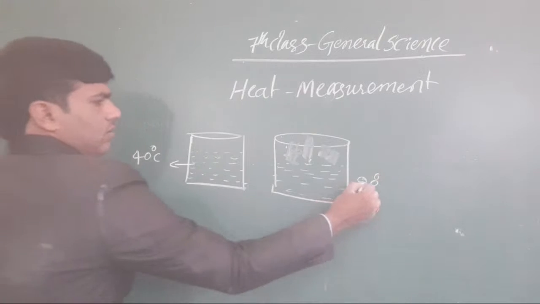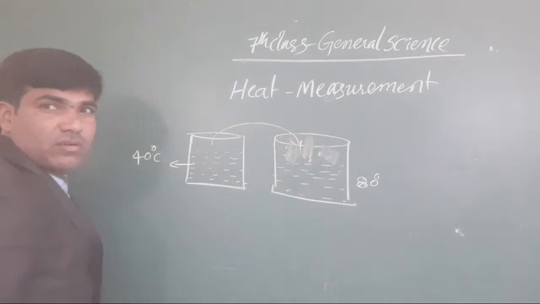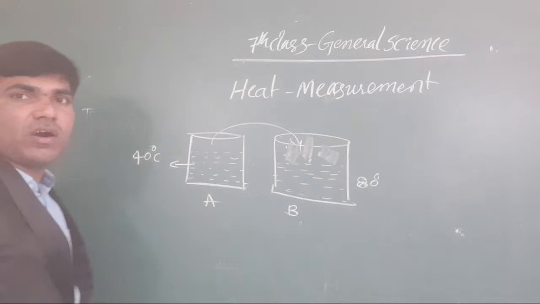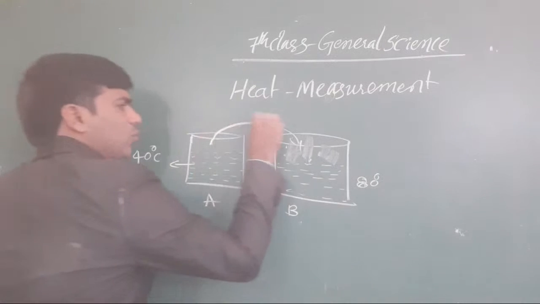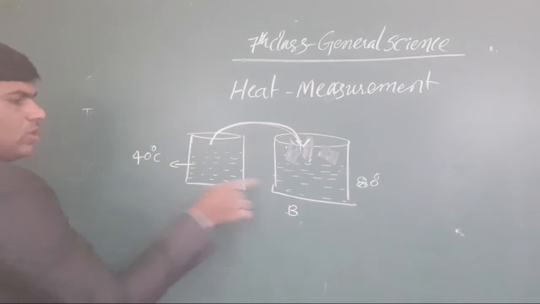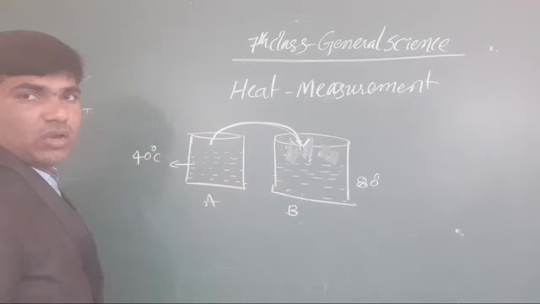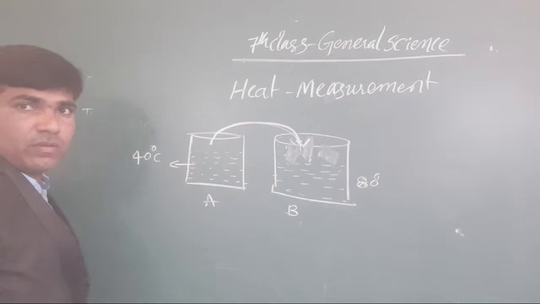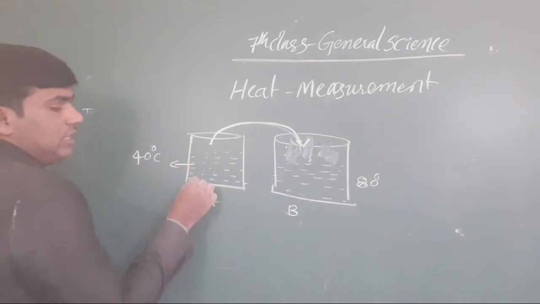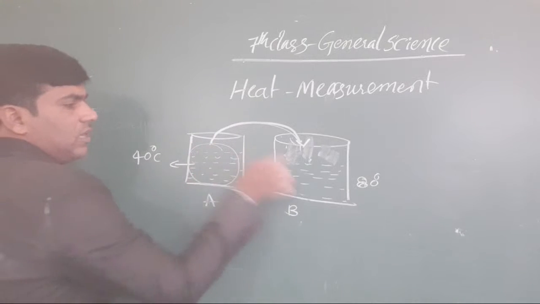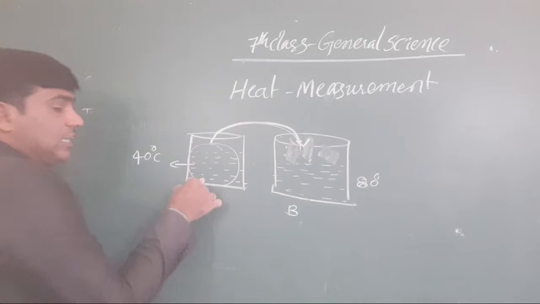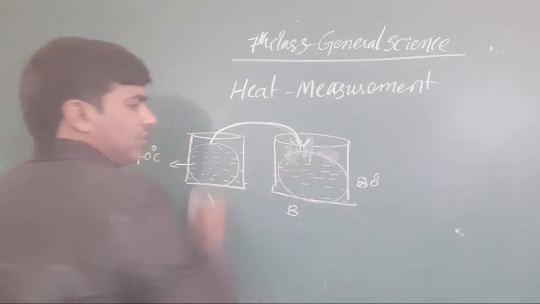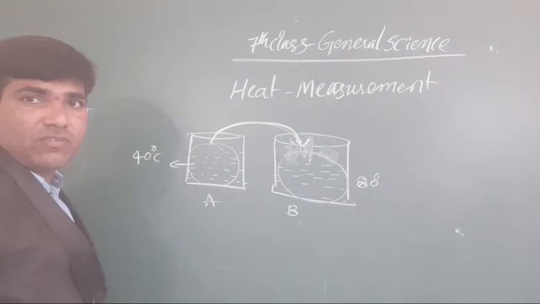When you take the water from here to here, what is going on? This is taken as A, this as B. You take water from 40 degrees centigrade to that 80 degrees centigrade. What is going on? The water components at 40 degrees, when they enter into this, take heat from the 80 degrees centigrade water. Got it or not?